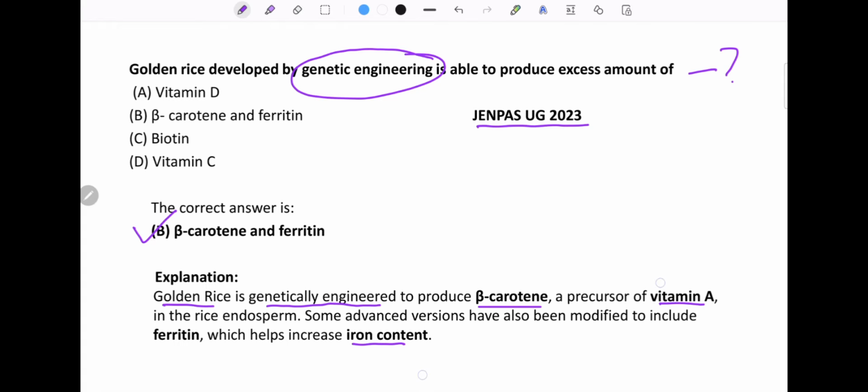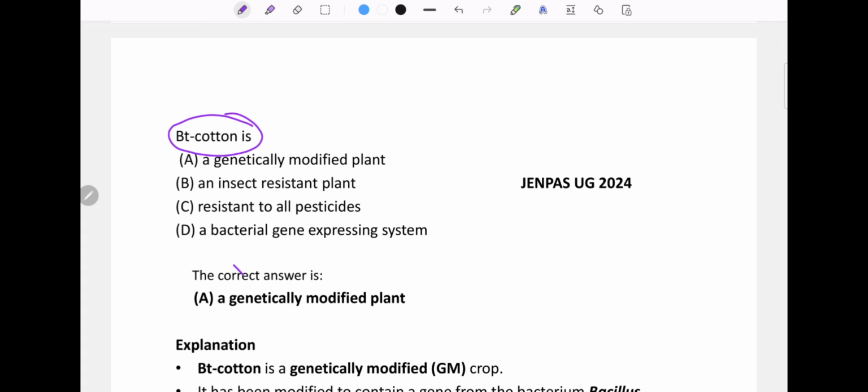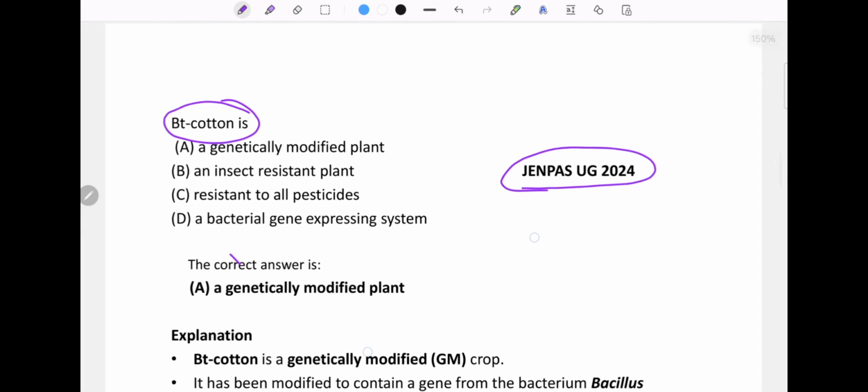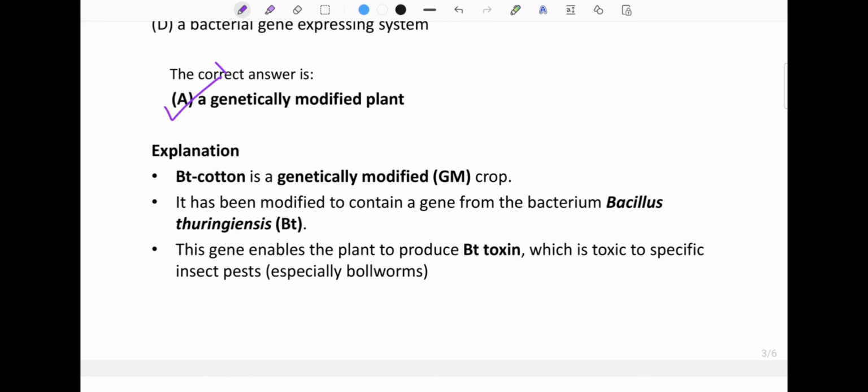Okay, next question, that is the Bt cotton. It is very important, Bt cotton. There is a very simple question that came in JENPAS-UG 2024: what is Bt cotton? We all know that answer, that it is a genetically modified plant and can produce natural insecticides. So it acts as a pest control.